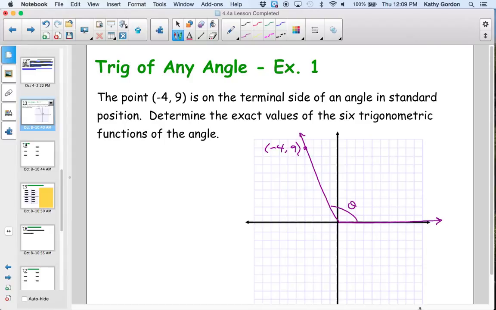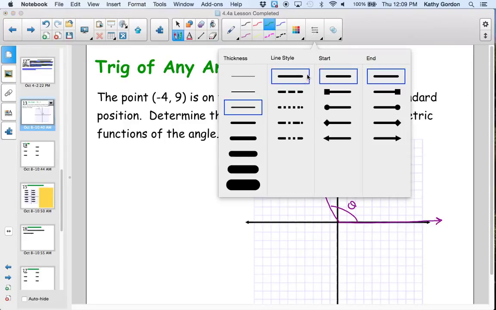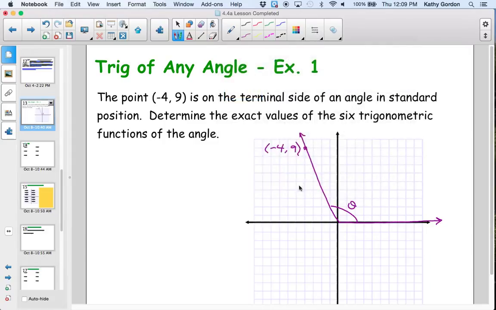All right, ideas on what we can do to figure this out. What kind of triangle? A right triangle, which means dropping a perpendicular from our point down to the x-axis to create our right triangle. Okay, well that's pretty, but now what? Use the sides to find the angle.